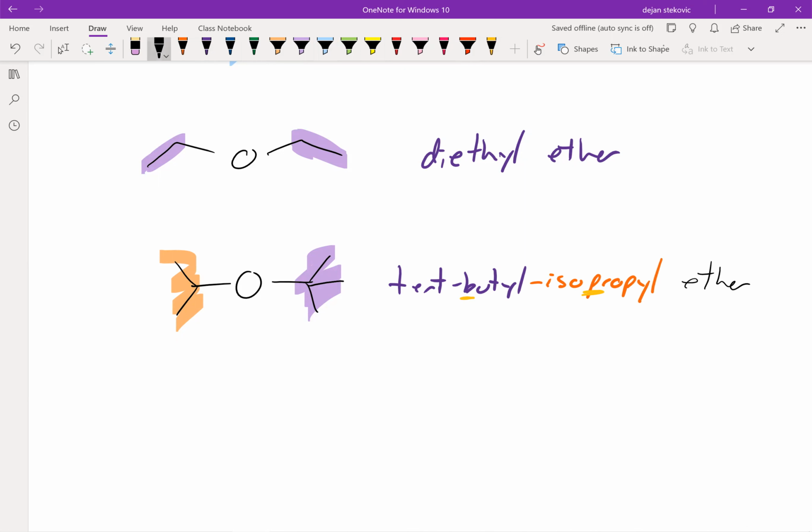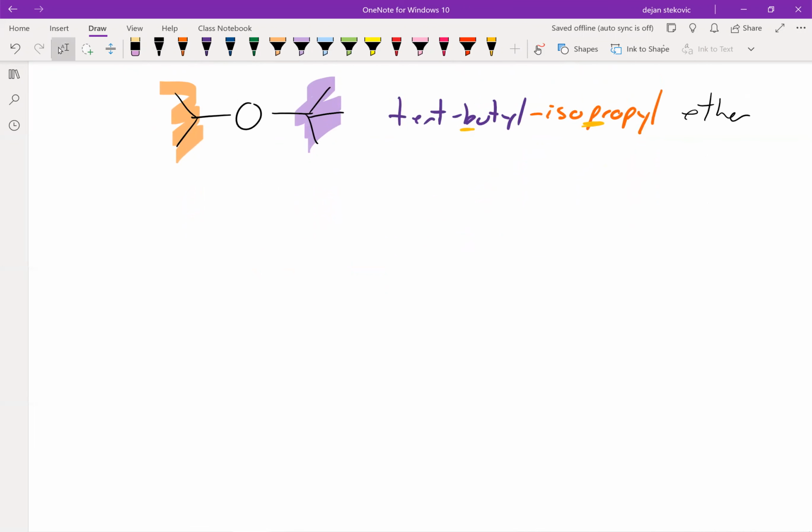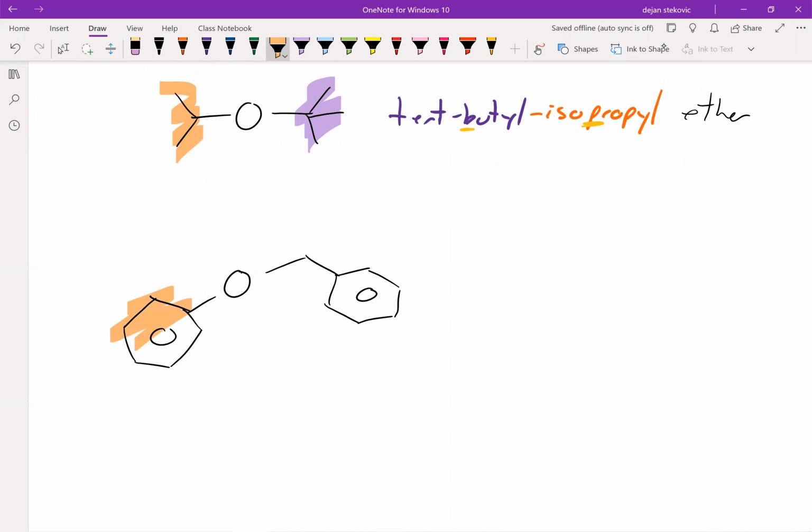You don't need to know this too much for this course because I only ask from name to structure, not structure to name. But if you want to be a pro on IUPAC, there are a lot of little oddities. Let's take a look at another interesting ether and another interesting nomenclature. So on this side, we have a benzene ring. And then on this side, we have a methyl, then a benzene ring. So we've got that on that side, and then this on this side.